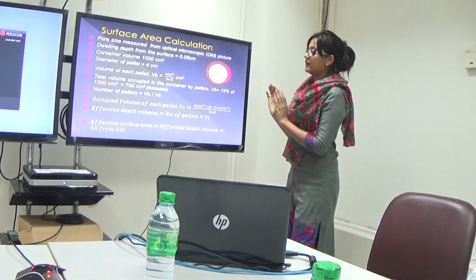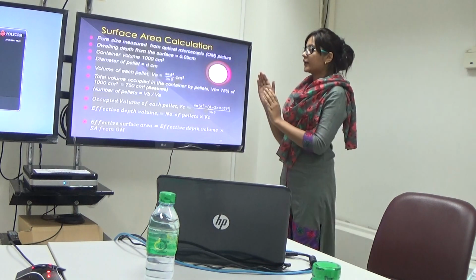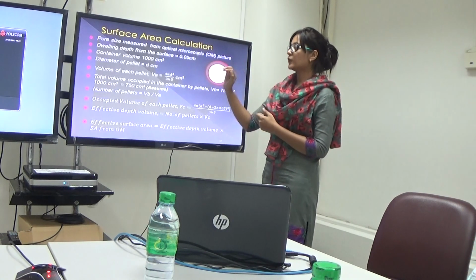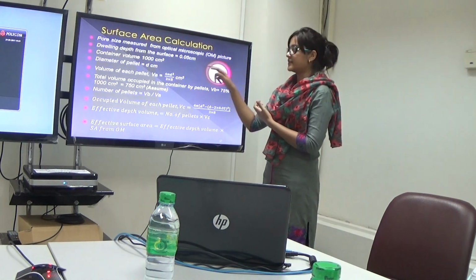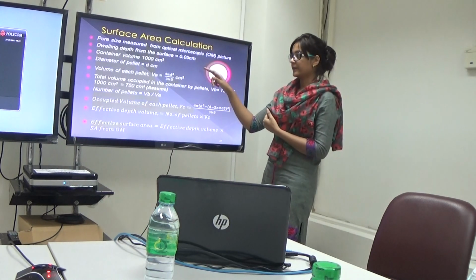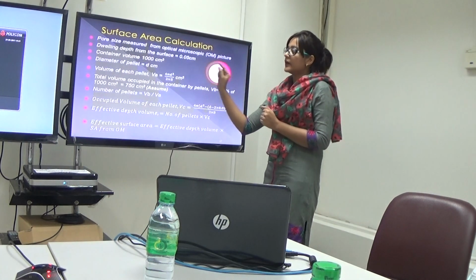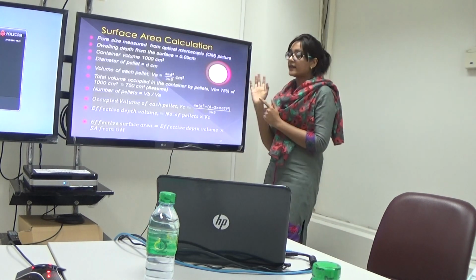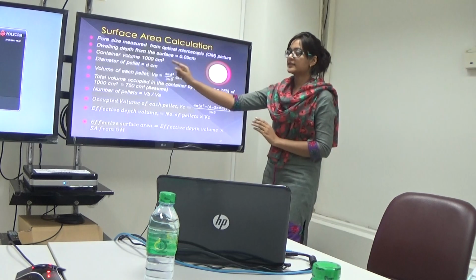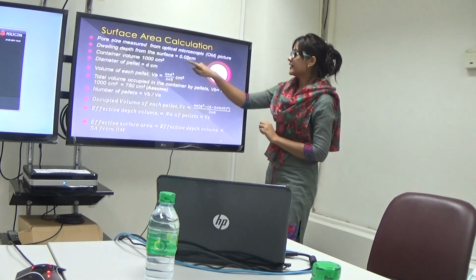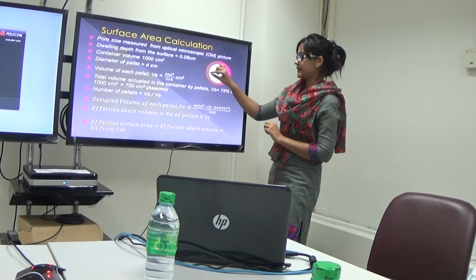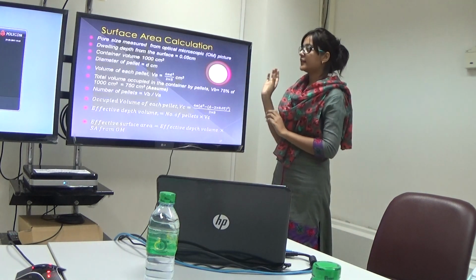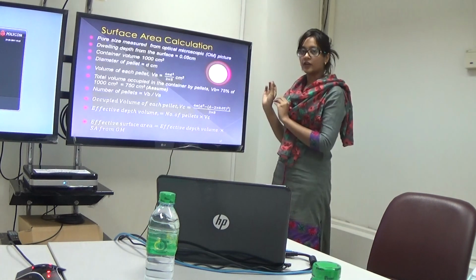So this is the surface area calculation. We take the pore size from the optical microscope and we take the working depth from the surface, that is 0.05 centimeter. And container volume is 1000 centimeter cube. We take 1 liter of media in each container. So this is our container volume. And this red color surface means the 0.05. This is the working depth where microorganisms can grow.